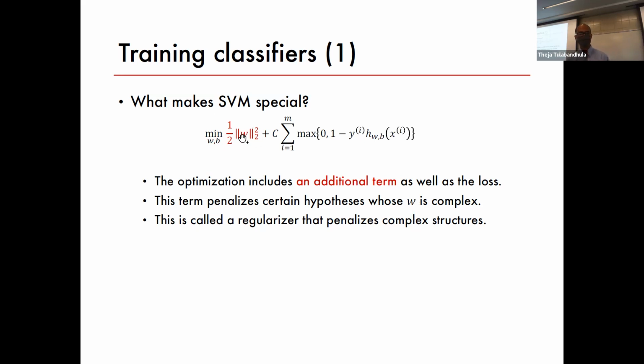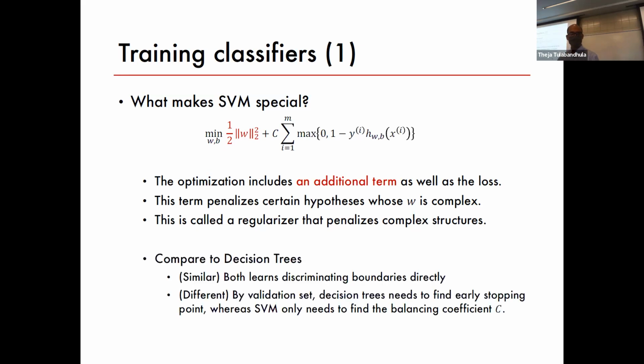This actually has a connection to a much broader idea, which I guess I'll briefly mention on the next slide. But let's come back to this: we saw regularization, we saw decision trees and support vector machines, at least the objective function, and defined a new type of loss. So how does it compare with decision trees?